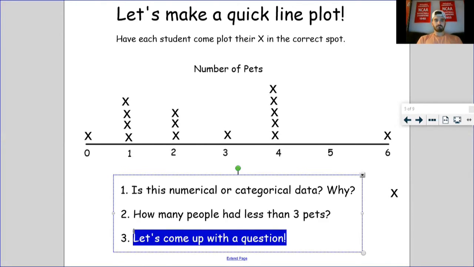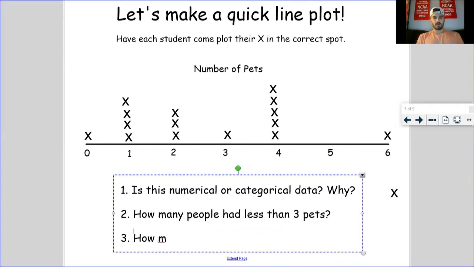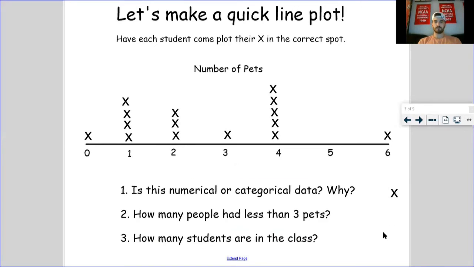And then another question, this is how many students are in the class? So let's say I gathered this data from the class, and this was all of that data. How many students are in that class? I'm going to count while you count.